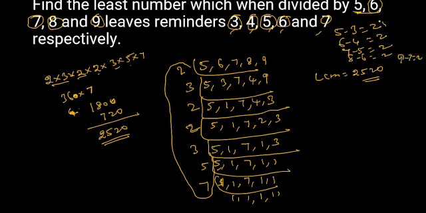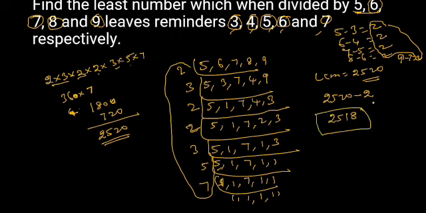Now you can see that the difference is always a common number, 2. So what is the LCM we have got? 2520, minus the common number 2. So the answer is 2518. 2518 is the number.